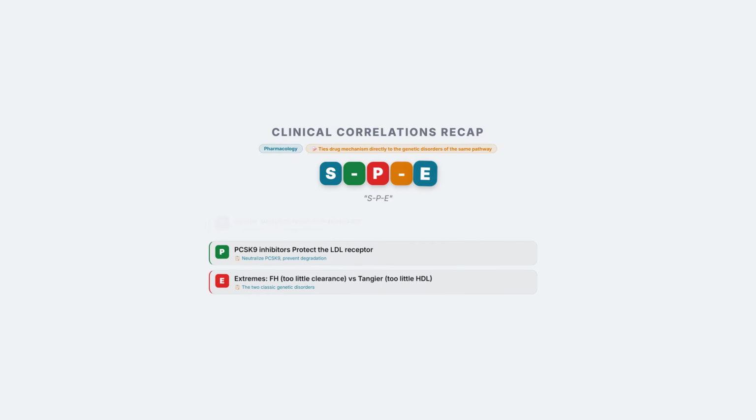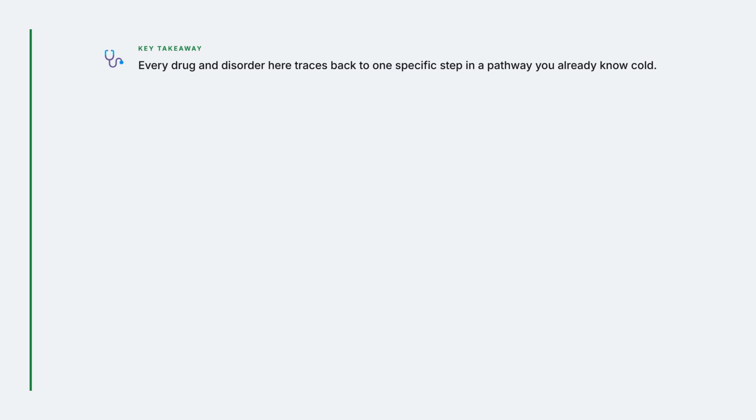Tie the whole chapter together with this. Statins suppress synthesis, PCSK9 inhibitors protect the receptor, and the underlying genetic disorders FH and Tangier sit at the two extremes this entire pathway can produce. Every drug and every genetic disorder in this chapter traces back to one specific step in the pathways you already know cold. That's exactly what makes lipid pharmacology so learnable once the biochemistry is solid.